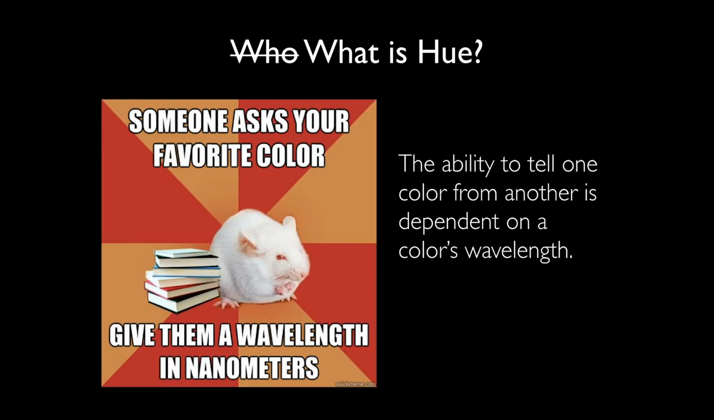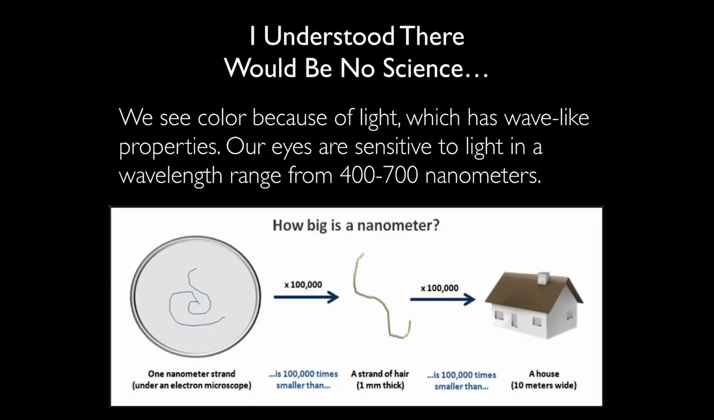Hue is dependent upon a color's wavelength. Now this is kind of sciencey, but it is important to understand where hue is coming from. So what happens is that we see color because of light. If you're sitting in a totally dark room, you don't see any colors. You don't see much of anything at all. But when you have light, this light can be broken down into different colors that have wave-like properties.